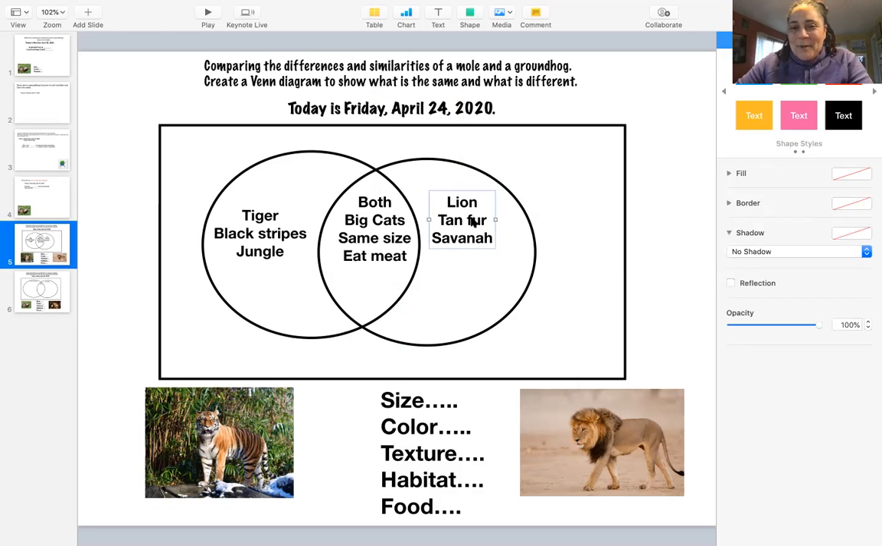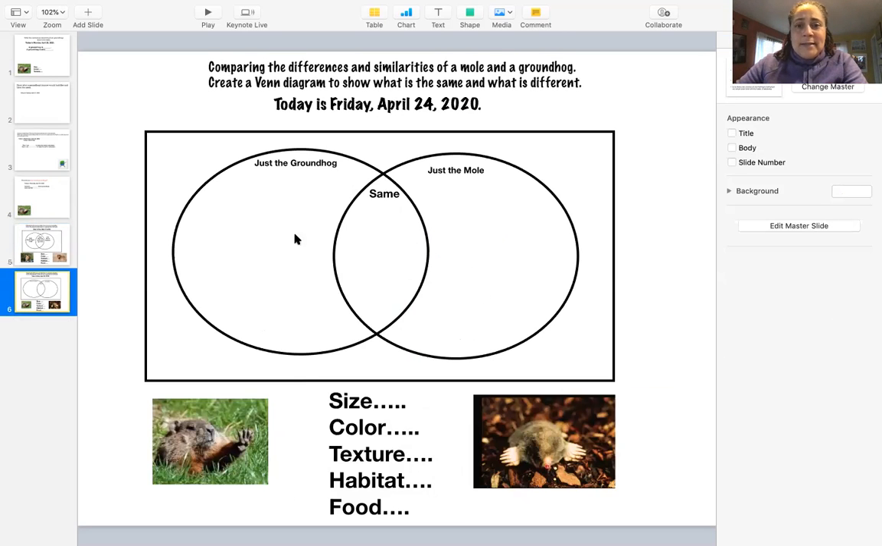All right. So here's how we can compare and contrast between two animals. In the middle, we've put attributes that both of them have. On one side, we list things just about the one animal, and on the other side, we list things just about the other animal. What I have done for you guys is I've made a template. You can pause the video here so that you can watch this and see how to copy it. This is where you're going to do your Venn diagram, and you will be able to compare and contrast the groundhog and the mole.